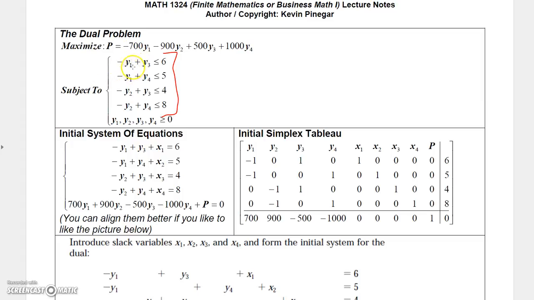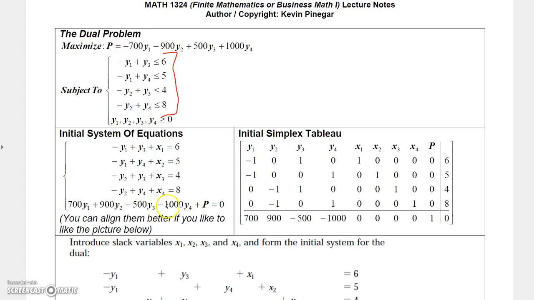Now remember, to solve this, I have to write the initial system of equations. So I have to add to this one x1, to this one x2, to this one x3, and to this one x4. So I have to add those original variables as my slack variables. And then my objective function, when I move these terms across the equal sign, they're going to change sign. So minus 700 becomes plus 700, minus 900 becomes plus 900, and 500 and 1,000 both change to negative.